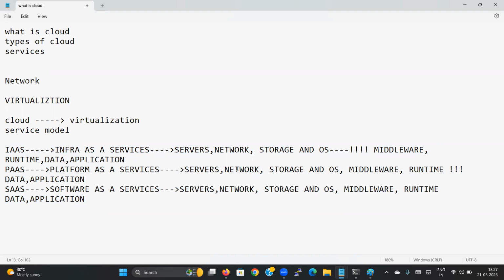Whenever anybody talks about this, they will give an example like an apartment, like if you want to construct an apartment. I don't think that is necessary. I hope you understand this IaaS, PaaS, and SaaS. Do you have any doubts? You can ask me now.